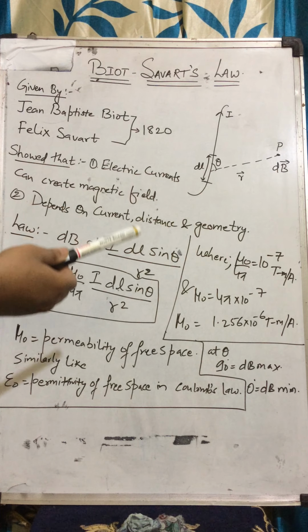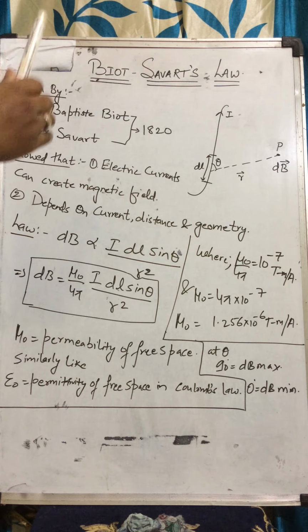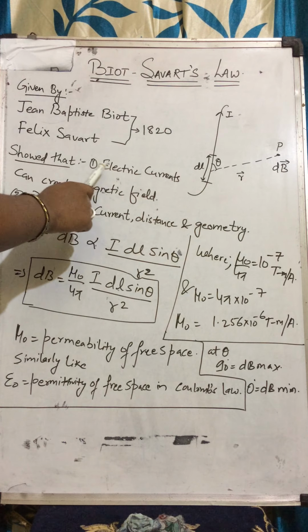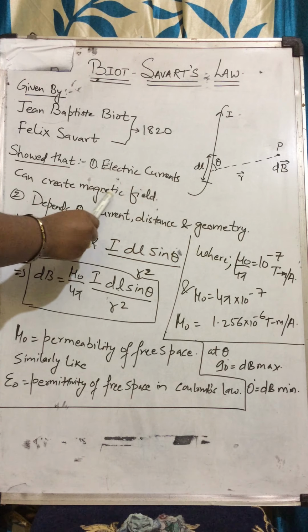They performed various experiments and found some conclusions. So what was that? They showed, first, that electric currents can create a magnetic field.